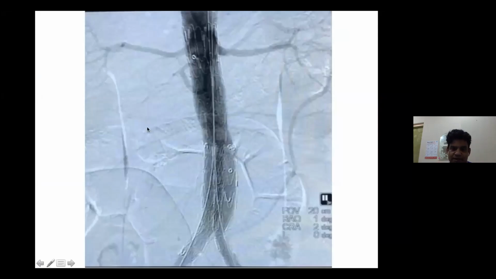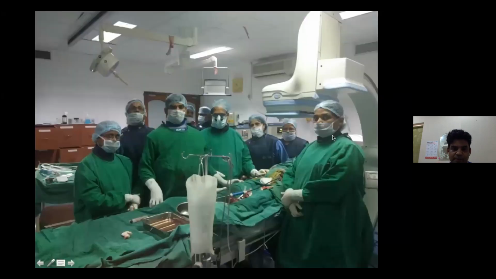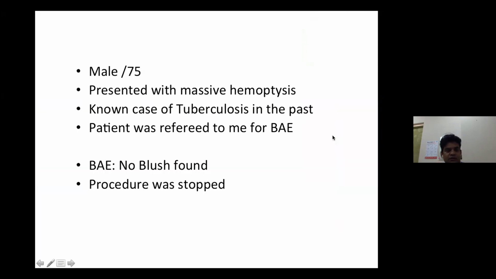The aneurysm is completely excluded from the circulation. So now let's look at the next example. He's a 75-year-old man presented with massive hemoptysis, known case of tuberculosis in the past. Patients were referred to me for bronchial artery embolization.